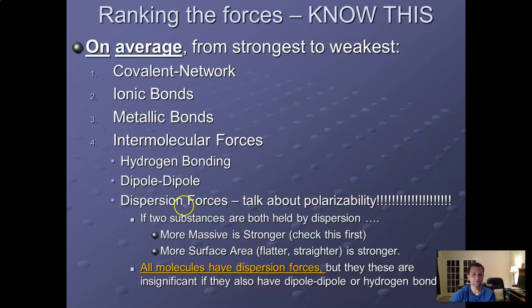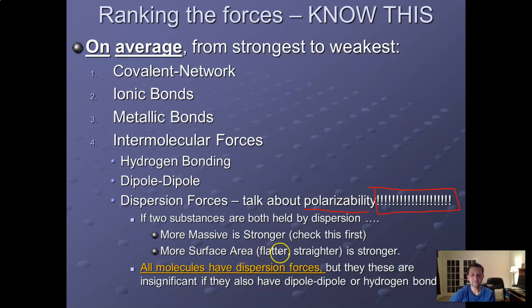As a reminder, if two substances are held together by dispersion, the more massive substance is stronger. That has to do with the number of electrons that it would have. The greater the mass, the more electrons it will have, which means it is more polarizable. If you're talking about dispersion forces, polarizability has to be mentioned. We'll do plenty of practice with that. Polarizability is the ability to make a temporary dipole. The more electrons you have, the greater the ability to make that temporary dipole, and therefore that temporary attraction, which holds the substances together.